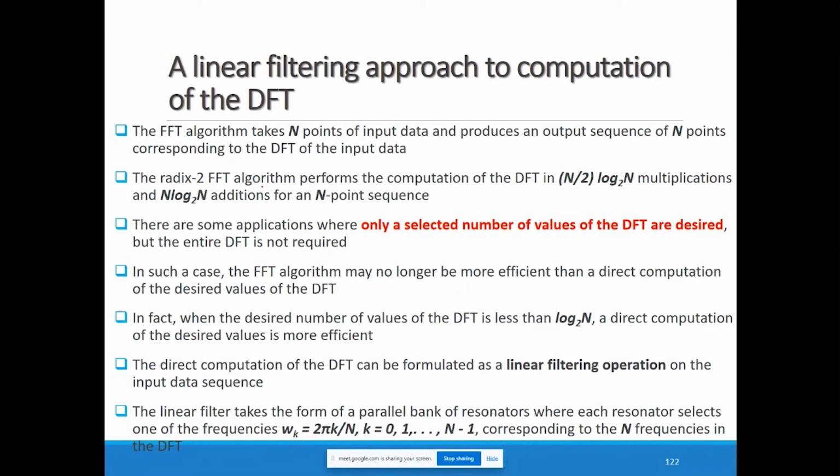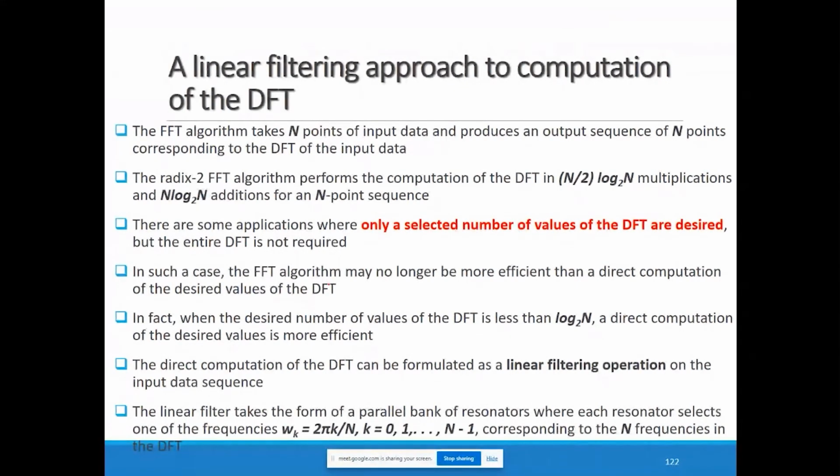Suppose we are talking about the Radix 2 FFT algorithm, either DIT or DIF, both having the same complexity. It will require N by 2 log 2 N multiplications and N log 2 N complex additions. There are some applications where only a selected number of values of the DFT are desired, but the entire DFT is not required. In such a case, the FFT algorithm may no longer be more efficient than the direct computation of the desired values, since you require only a few values out of N values.